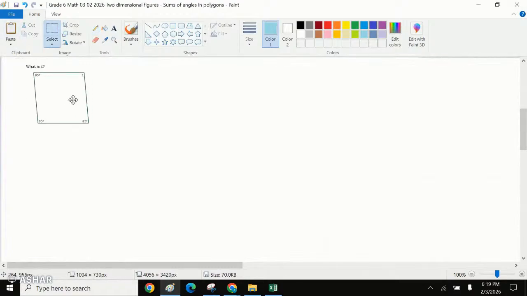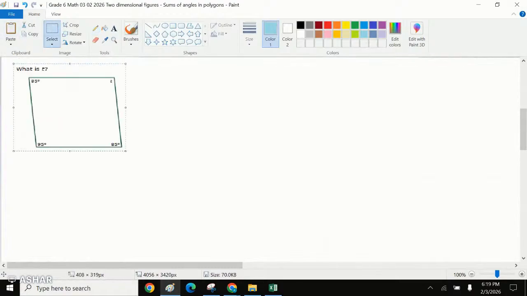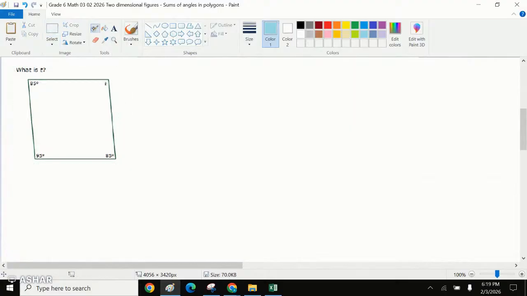So question number 4 says, what is the missing angle T? This is the angle T that we need to find, okay? We already know for a quadrilateral, the sum of interior angles of a square is 360. The rectangle is 360, right? But let's prove it. How many sides are there? 1, 2, 3, and 4, right?